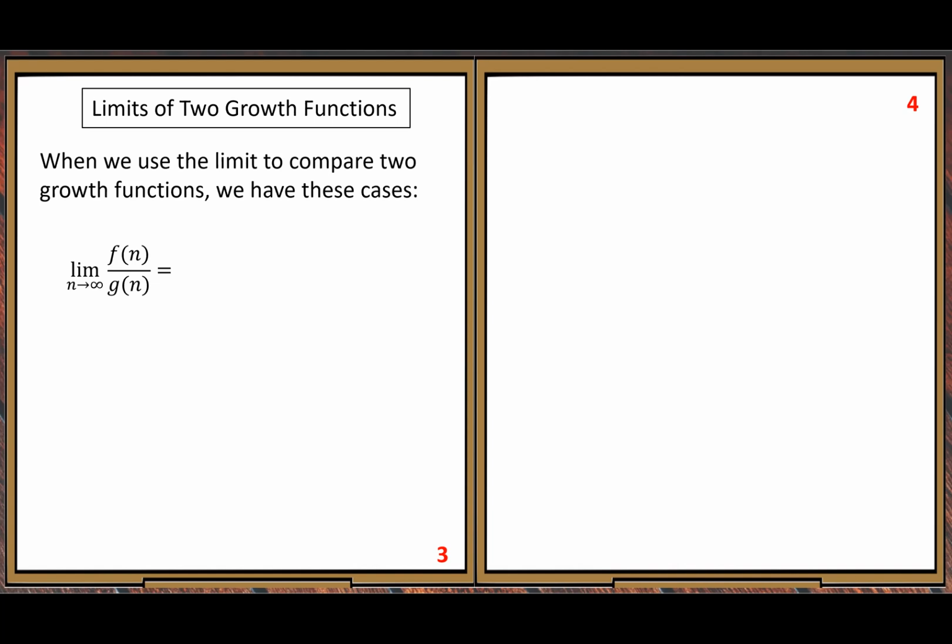So let me list all the cases. Basically we have four cases. We try to cover all the possibilities. The first, limit equals 0. That's simple. Second, C, a non-zero constant, so I put a C. Third, infinity. The last one, other than these three, we still have another case.